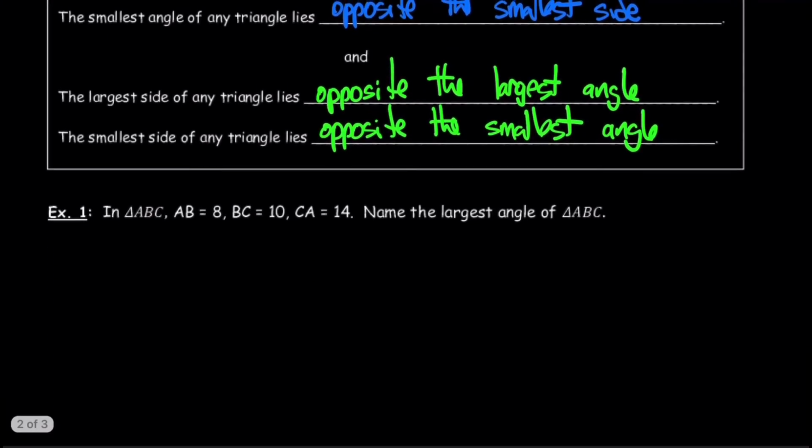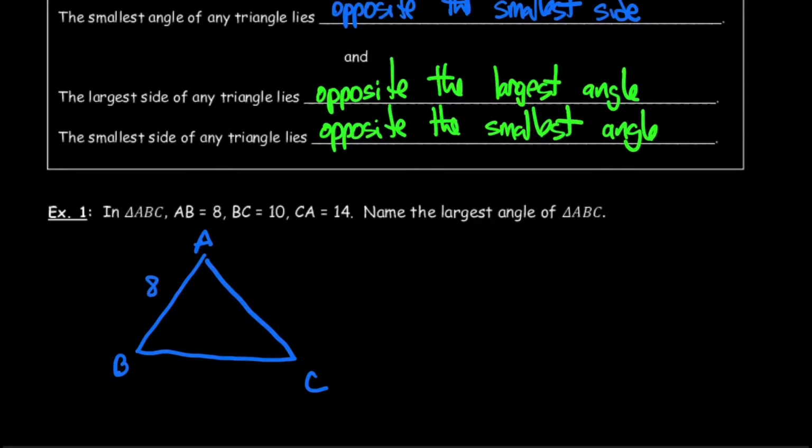Okay, so let's take a look at this example here. In triangle ABC, well, remember we said it's geometry. Every problem needs to have a diagram. If they don't give you a diagram, you draw one. And label it A, B, C. Then it goes ahead to give us the lengths of the three sides. AB is 8. So this side here is 8. BC is 10. CA is 14.